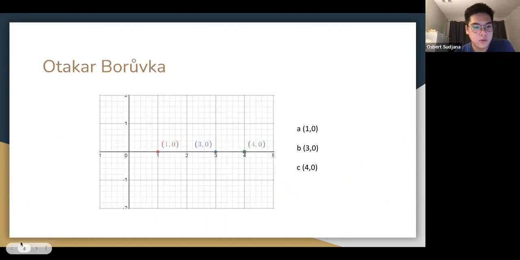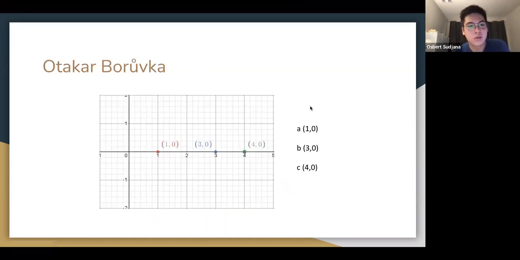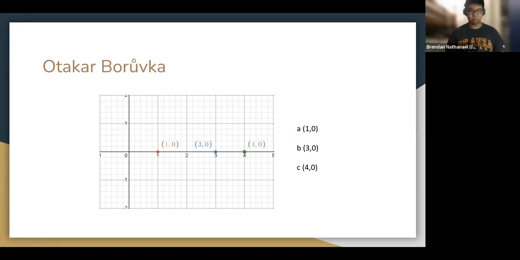So moving on to our next mathematician, in order to understand his solutions to the problem of the minimum spanning tree, we must first understand the proximity problem that Borůvka expresses in his own terminology. I've made this graph here consisting of 3 points. A lies on (1, 0), B lies on (3, 0), and C lies on (4, 0). We can see that the point closest to A is B. However, the point closest to B is C.